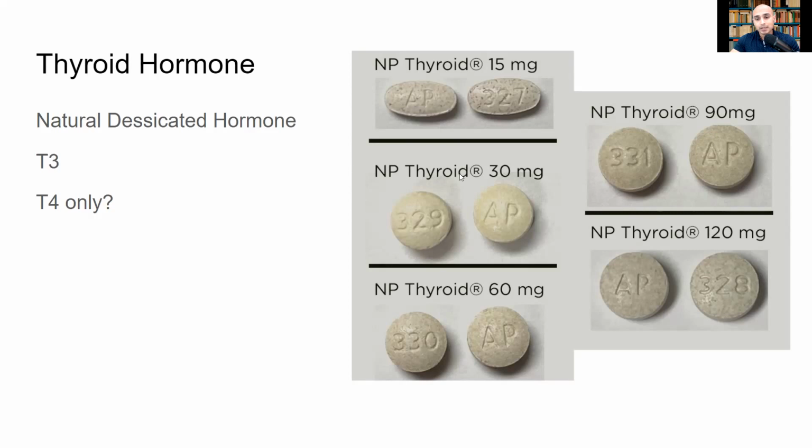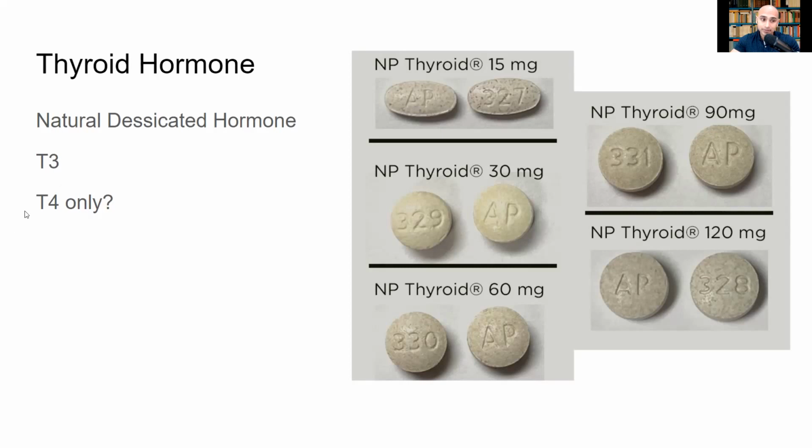Natural desiccated hormone has a 4-to-1 ratio approximately of T4 to T3, which is how it's released in the body. So in a typical dosage of 60 milligrams NP thyroid, that's 38 micrograms T4 and 9 micrograms of T3. However, certain patients tend to do much better just on liothyronine by itself. Liothyronine is readily absorbed by the GI tract. You just have to be a little more careful in terms of dosing because it does have a short half-life, and typically patients on T3 only will require twice daily dosing, usually something like 5 to 10 micrograms twice daily seems to do the trick.